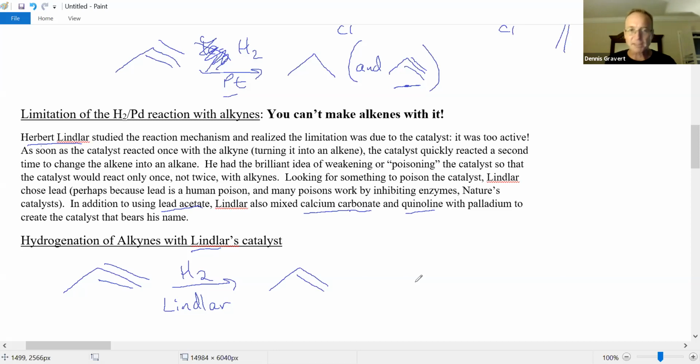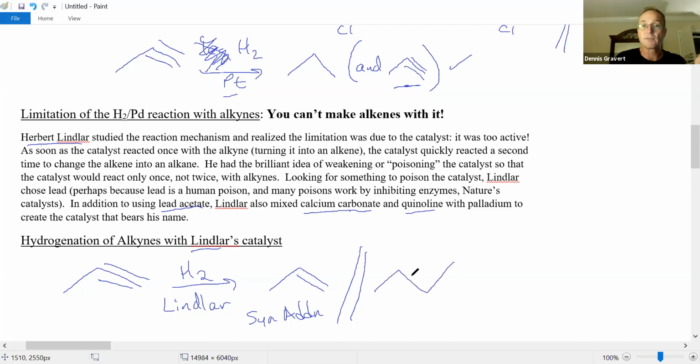There's something else about that. It's still a heterogeneous catalyst, meaning that the catalyst doesn't dissolve in the solvent. The mechanism is still the same. The triple bond comes down and rests on the surface, and the two hydrogens attack from the same side. It's still syn addition, just like it was up here. Hydrogen gas on platinum surface, syn addition. So same thing with Lindlar's catalyst.